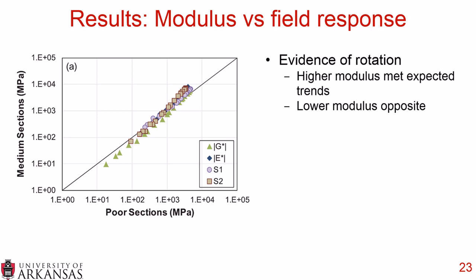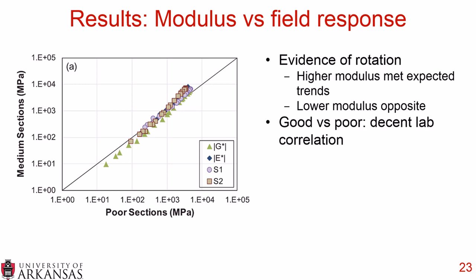So you can see down there in the decades from like 1 times 10 to the 1 up to 1 times 10 to the 2, the poor sections had higher modulus values, but then looking at the 1 times 10 to the 3 and 1 times 10 to the 4, the medium section had higher modulus. So it's interesting, this kind of rotation that occurred. We're not getting those consistent results.